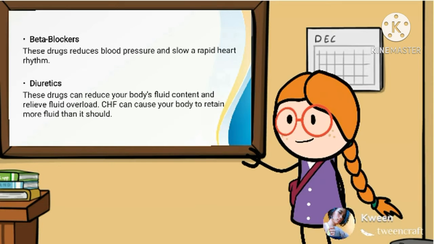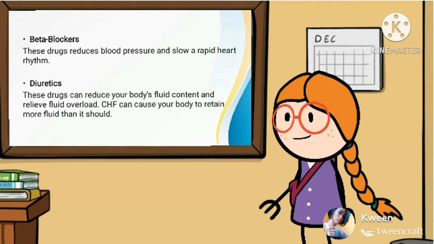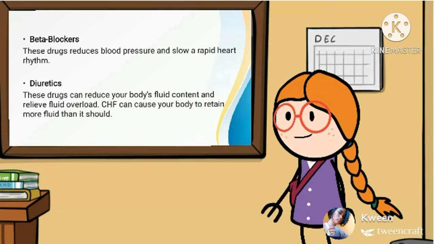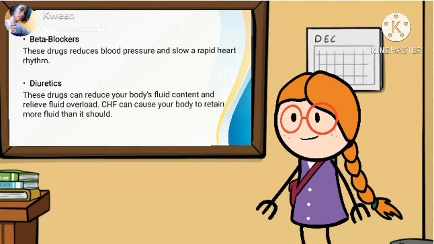Next are beta blockers. Beta blockers are drugs that reduce blood pressure and slow a rapid heart rhythm. Next is diuretics. These drugs can reduce your body's fluid content and relieve fluid overload. Congestive heart failure can cause your body to retain more fluid than it should, which is caused by the renin-angiotensin aldosterone system, as we have discussed in the pathophysiology.